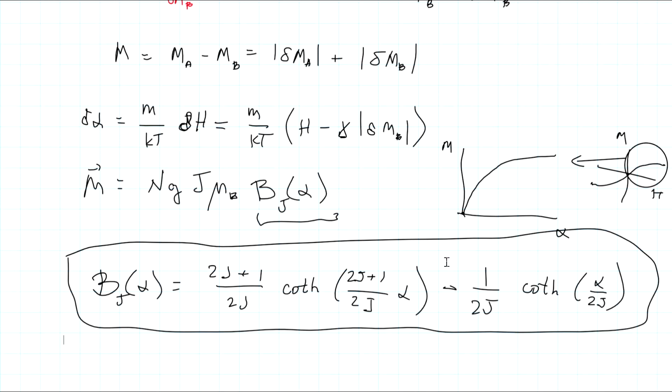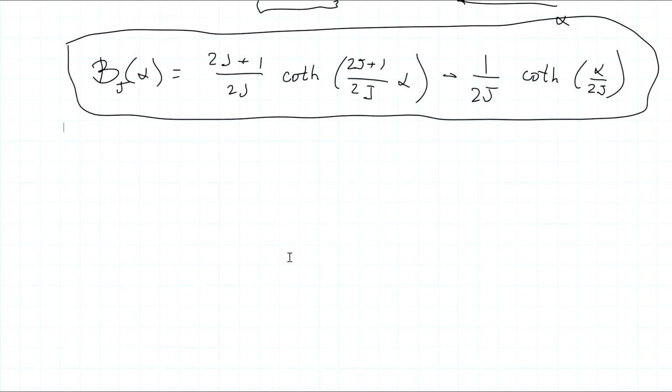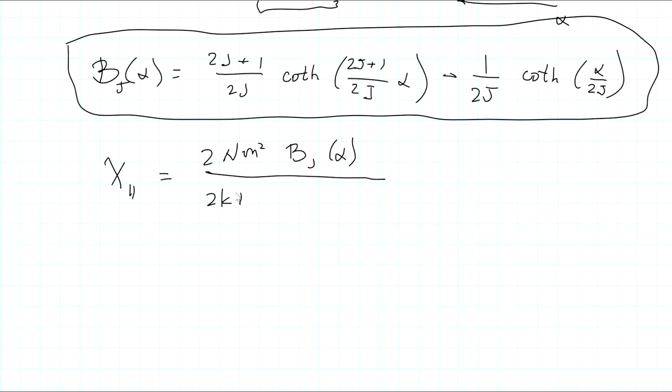Okay, then if you know the magnetization, we can divide it by the field, and we'll get our susceptibility, chi parallel, that's parallel to the magnetic field. In this case it is 2N m squared Brillouin function J of alpha divided by 2kT plus N m squared gamma Brillouin function J of alpha.